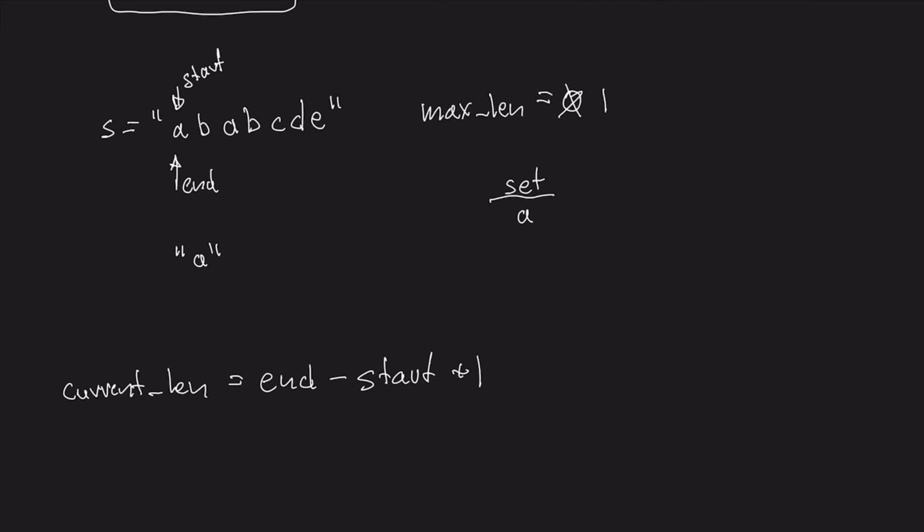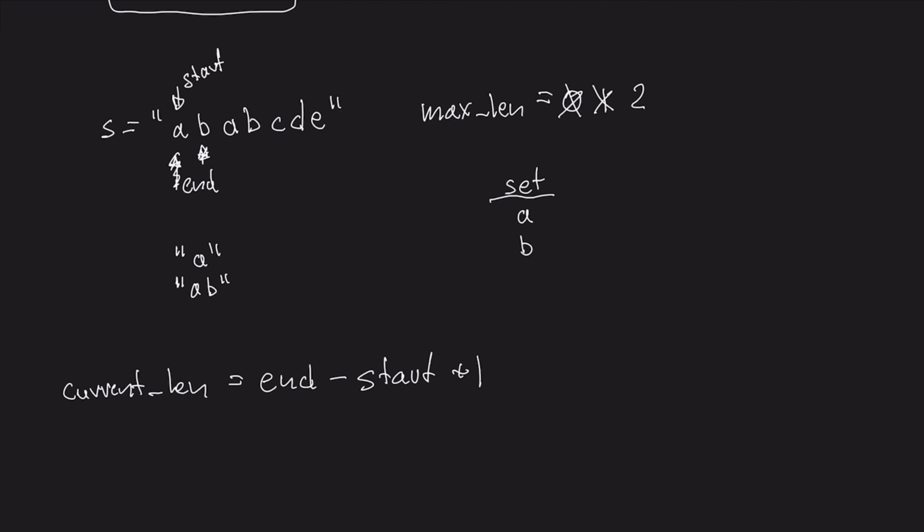We would next move end to point to the next letter, which is B. We would check whether B is in the set. It is not, so we would add B to the set, and our substring would become AB. Since this substring doesn't have repeating characters, we would check its length. The end is 1, start is 0, 1 minus 0 is 1, plus 1 is 2. 2 is greater than maxLen, so we are updating maxLen.